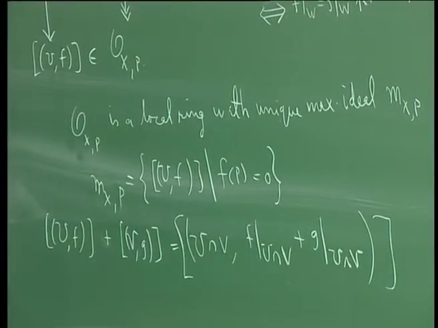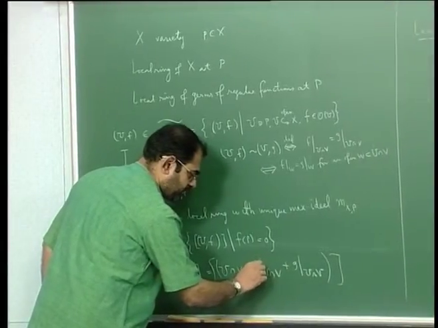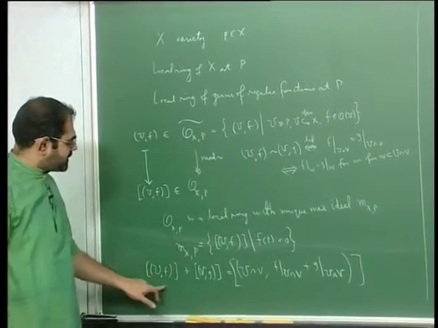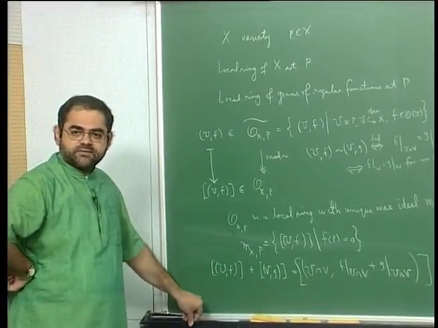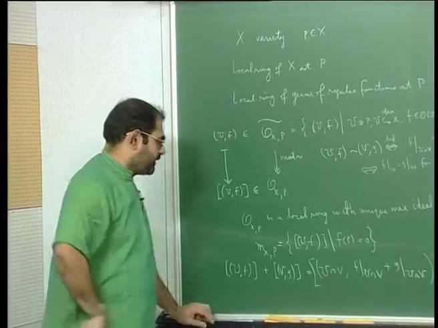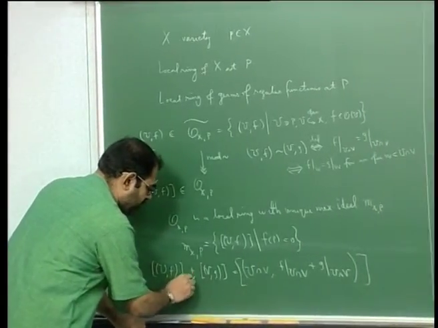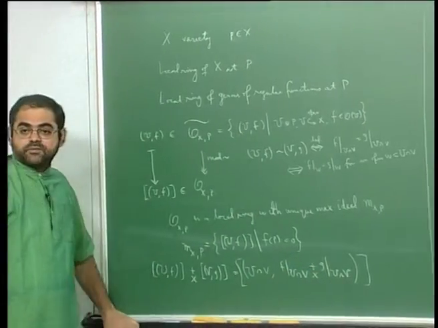I asked you to check that this addition, which is defined like this using representatives of equivalence classes, is well defined. It is pretty easy to see. So of course instead of addition I could also put multiplication, and if it is multiplication I will have to put multiplication here, of course.